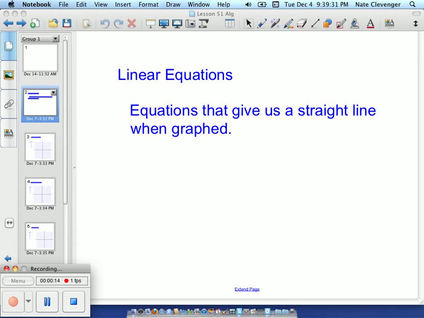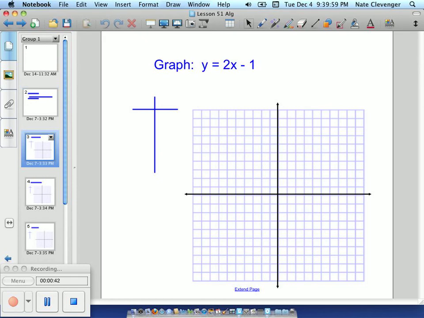We're talking about linear equations. What is a linear equation? A linear equation is an equation that gives us a straight line when we graph it. We talked yesterday about independent variables, the independent variable being x. We talked about the dependent variable being y. We discussed the fact that we have been solving for y. Well, we're going to get to a point now where we're graphing those equations. So here we have the equation y equals 2x minus 1.